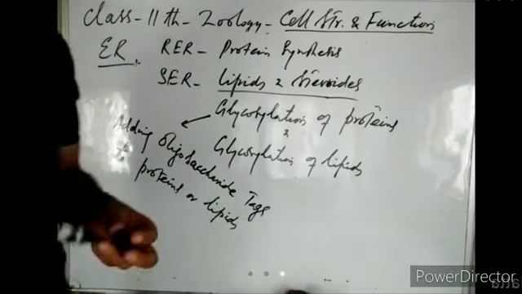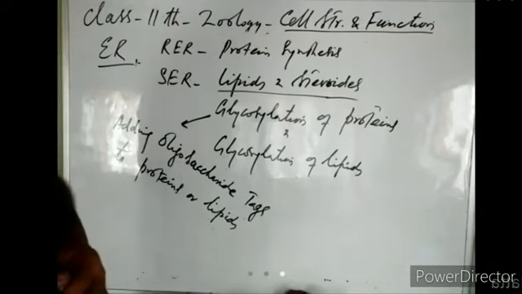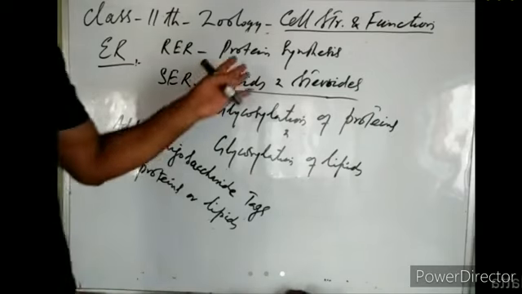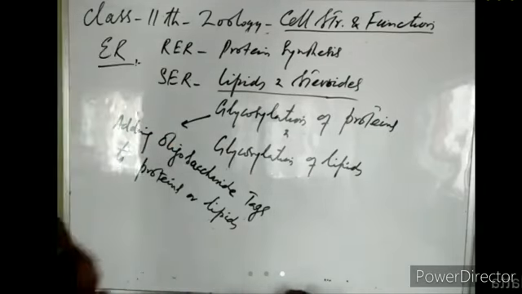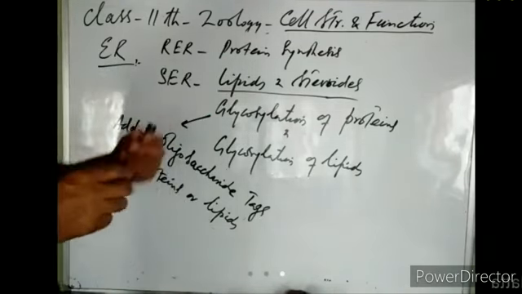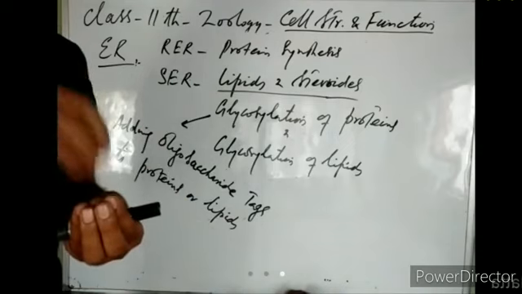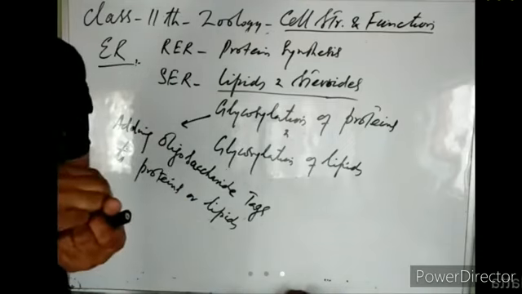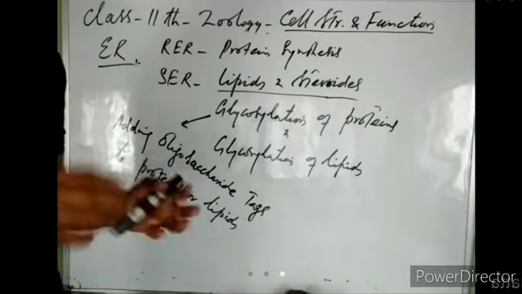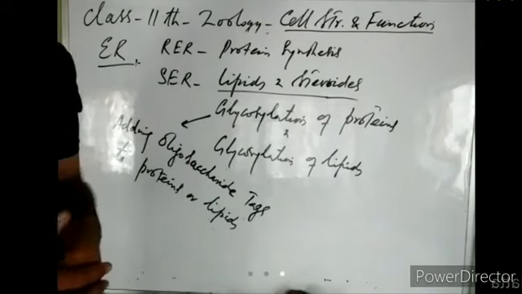So when oligosaccharide chains are attached to proteins or lipids, that process is known as glycosylation. First the proteins are formed. Then to those proteins, oligosaccharide chains are attached. Similarly, lipids are formed. Then to those lipids, oligosaccharide chains are attached. So this process of attaching oligosaccharide chains to proteins or lipids is known as glycosylation.